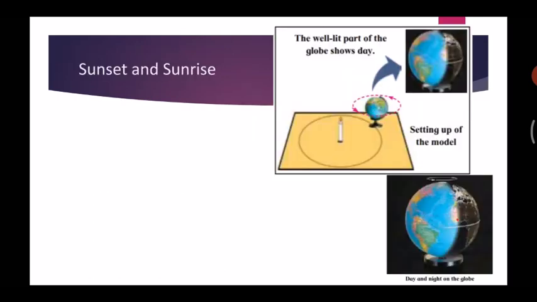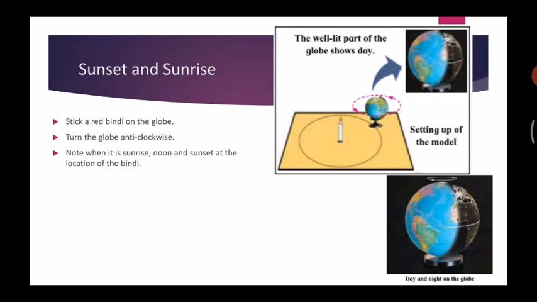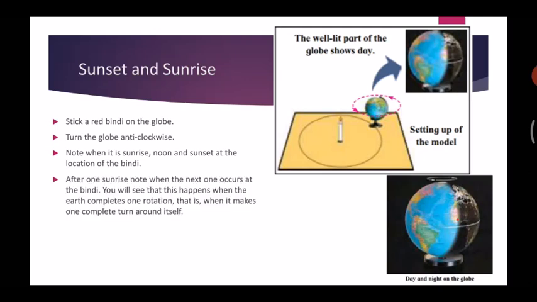Now let's understand the terms sunset and sunrise. Now continuing with our activity, stick a red bindi on the globe. Now turn the globe anti-clockwise. Notice very carefully when it is sunrise, when it is noon, and when it is sunset at the location of the bindi. After one sunrise, note when the next one occurs at the bindi. You will see that this happens when the earth completes one rotation. That is when it makes one complete turn around itself.